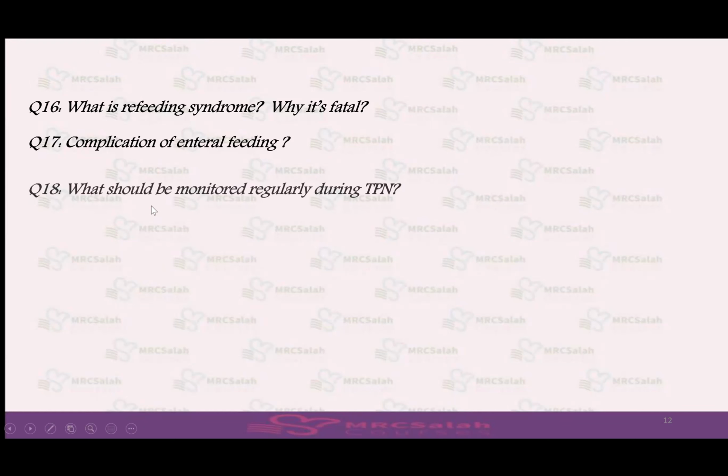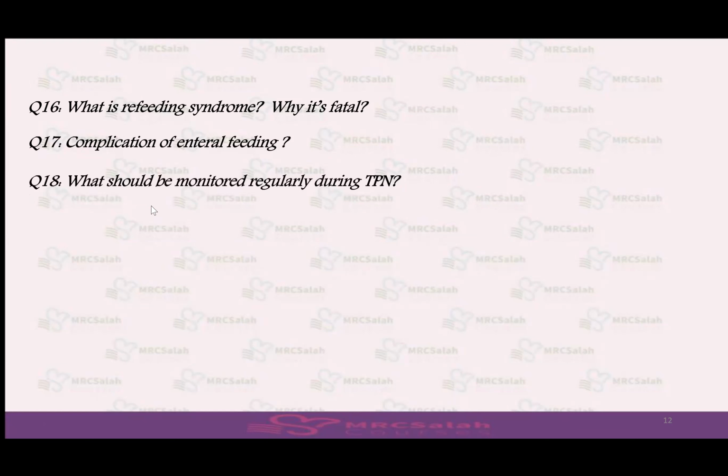This is the last. What should be monitored regularly during TPN? During TPN, you want to monitor the electrolyte levels, or what we call the refeeding electrolytes. So magnesium, potassium, sodium, and calcium levels. Also, you want to monitor the albumin level, and then the anthropometric figures of the patient. So weight is very important to measure regularly. And also you want to measure certain trace elements like zinc, iron, and ferritin, and then routine bloods, including liver function and renal function.